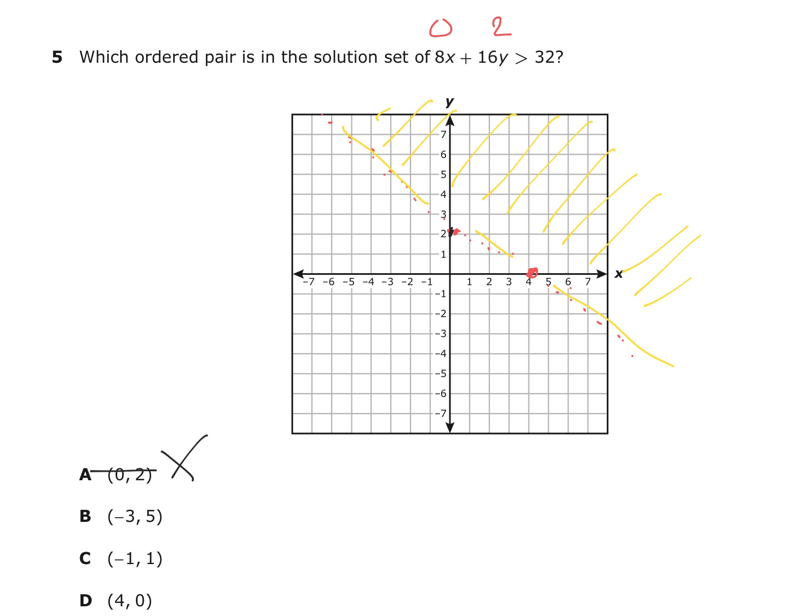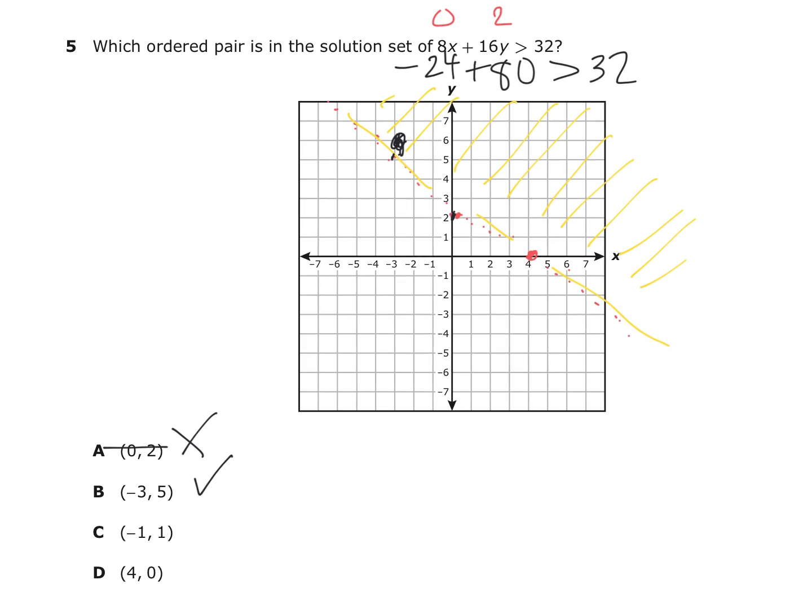Negative 3, 5. So if I go to negative 3 and 5, it would be somewhere right here. So what I'm going to do is plug in the values for this. 8 times negative 3, that's negative 24. And then 5 for y. 16 times 5 is 80. Is that greater than 32? So what is 80 minus 24? That's going to be 56, so that is greater. Actually, this is not drawn to scale, but I'm assuming the point would be somewhere in here, and that is greater than 32. So it looks to me like this is the correct answer.